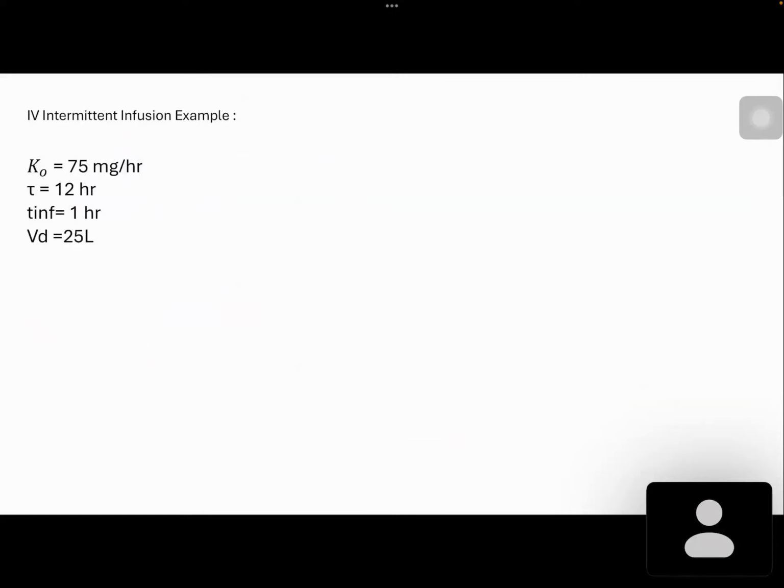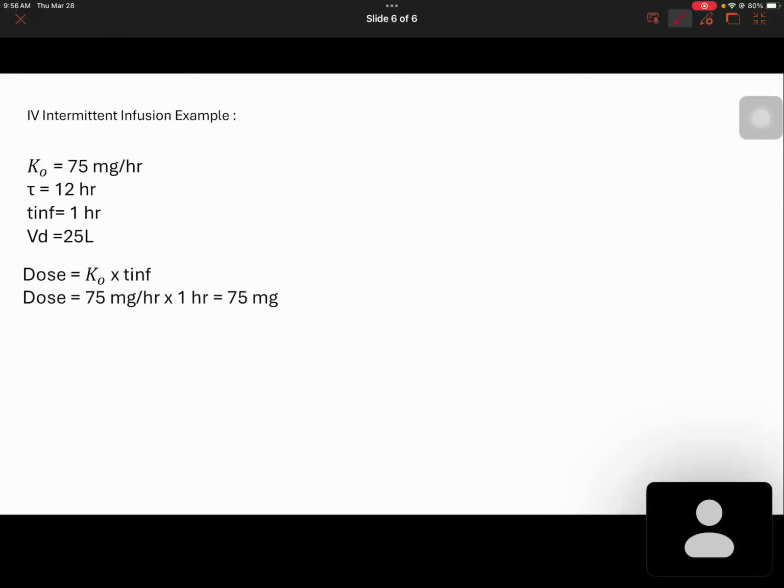So there's one key principle I wanted to bring up. This is just more for reference. Say we have our K0, but you would want to know, what is our dose being given? And you're like, well, I don't know what the dose is. Well, actually we do, because dose is simply equal to our K0 times our T infusion, because it's milligrams per hour times hour, and it's milligrams. So in this case, our dose would be our 75 milligrams per hour times an hour to get 75 milligrams. Again, that's just a reference. Note if you are ever asked for a dose in this type of problem, how you would get it.